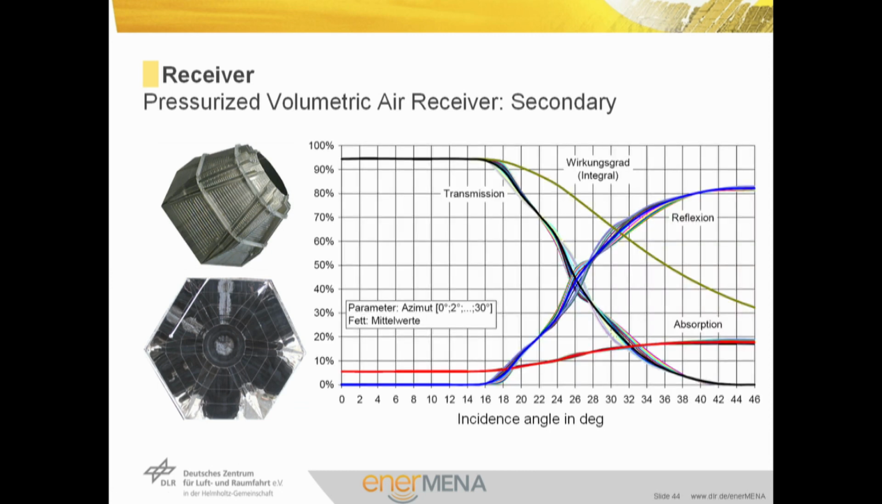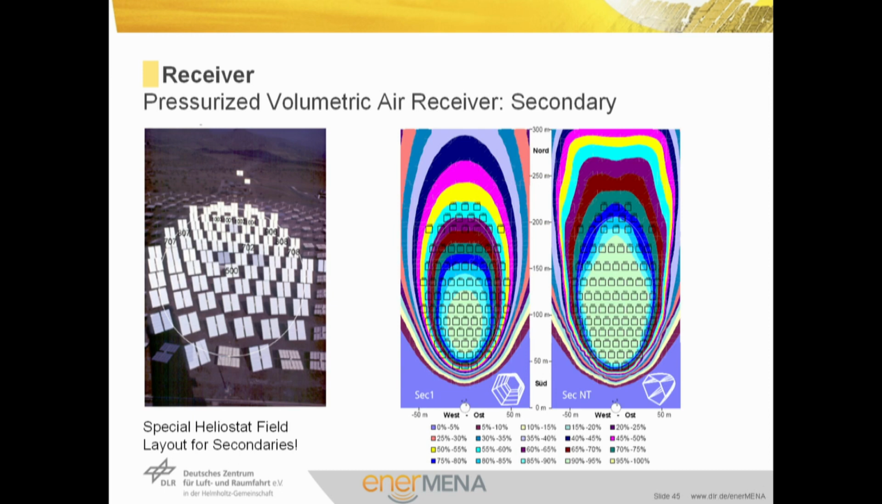A secondary has always got a limited acceptance angle, as shown on this graph. That means, depending on the incidence angle of the light, for lower incidence angles we have got high transmission of light. The light goes through the secondary concentrator without reflection and without absorption. But for higher angles, we see that the transmission goes down and the reflection increases. So we have got a limited acceptance angle for a secondary concentrator. Due to this limited acceptance angle, the heliostat field has to be designed accordingly.